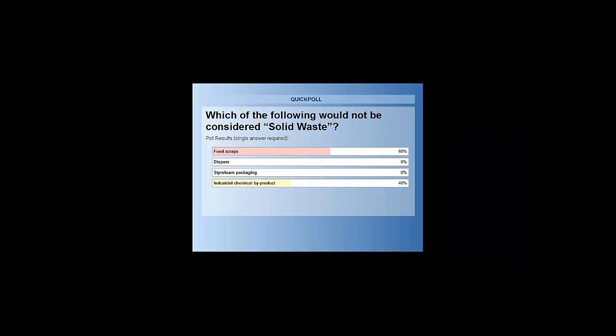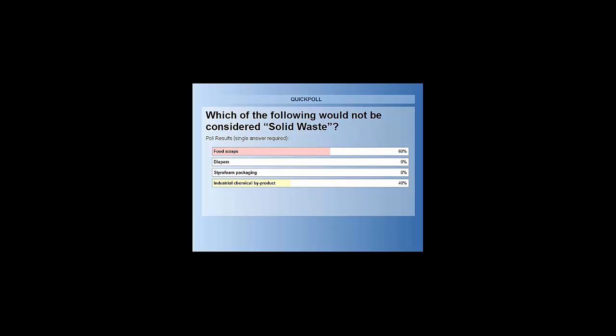So it looks like we had about 60% of people say food scraps and 40% say the industrial chemical byproduct. So when we talk about solid waste, we predominantly are talking about materials that go into landfills. So food scraps do go into landfills. In fact, they're actually one of the largest segments of material currently being disposed. Diapers, styrofoam packaging, all of those things are things that do end up in landfills and incinerators.